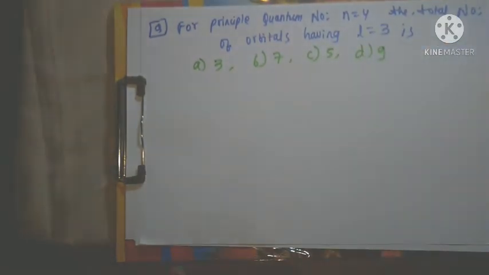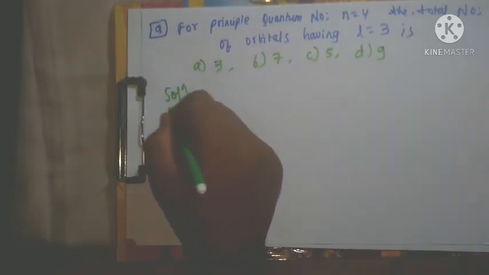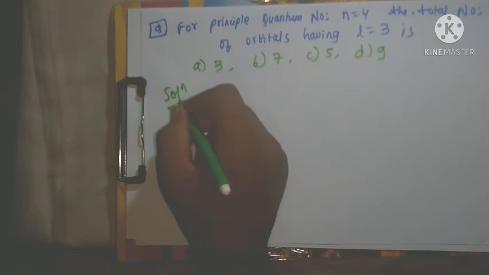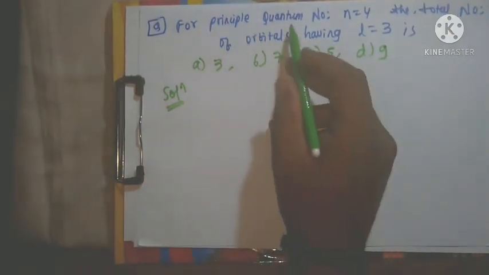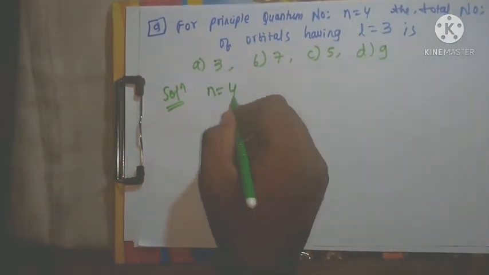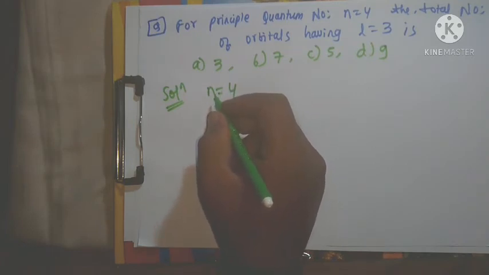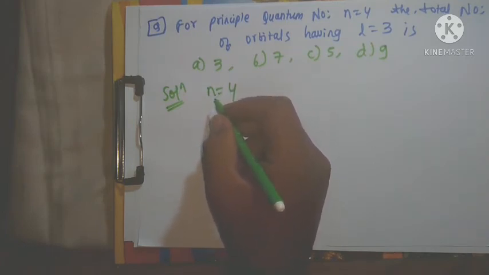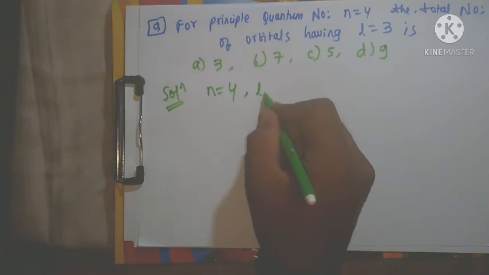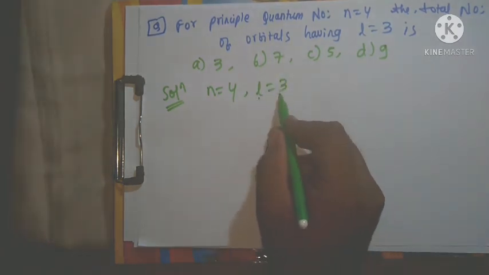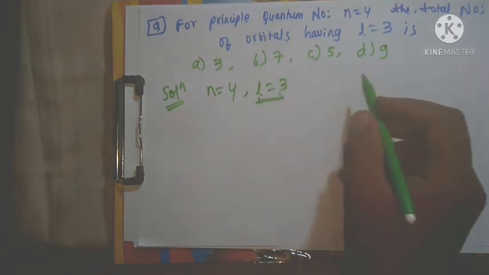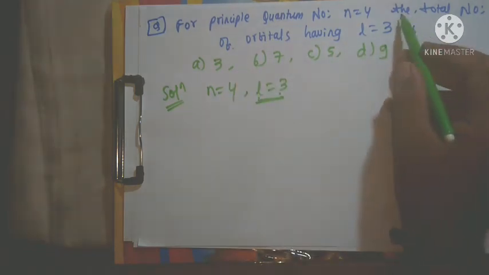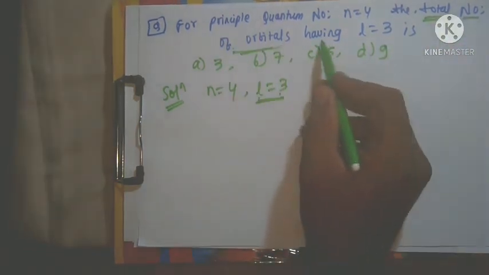Now we will see the solution. We will try to solve this one. Now just check what is given. The principal quantum number, n is equal to how much? 4. Here L is equal to how much? 3. L is equal to 3. Now you have to calculate the number of orbitals. What he is asking: total number of orbitals for having L is equal to 3. N is equal to 4 means L is equal to 3 is possible.